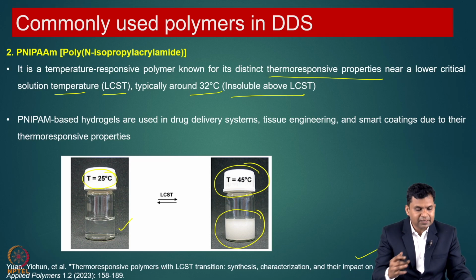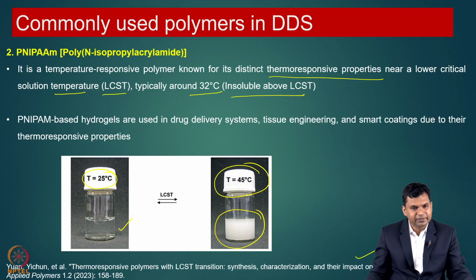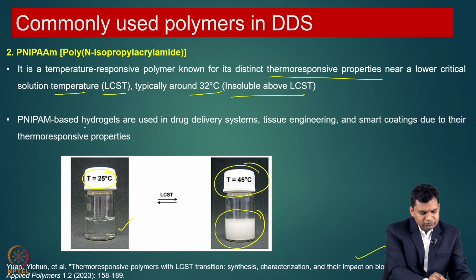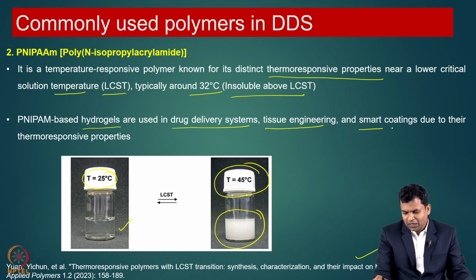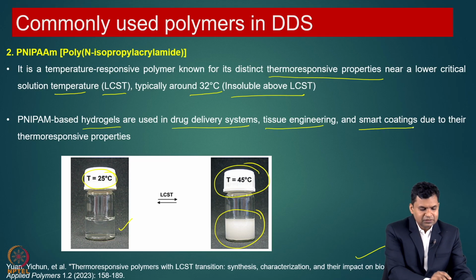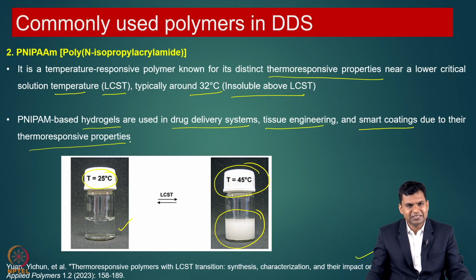So poly-N-isopropyl acrylamide, which is a thermoresponsive polymer, when used for biomedical applications, will respond at the target site. So these hydrogels can be used in drug delivery systems, tissue engineering and smart coatings due to their thermal responsive properties. So this is also one of the most commonly used thermoresponsive polymers for targeting.